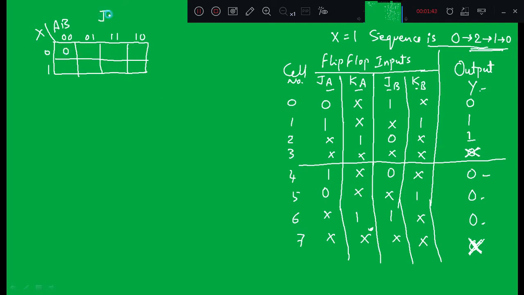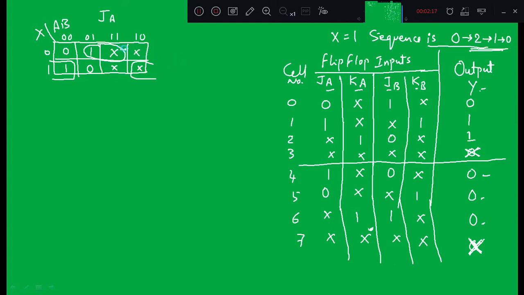This is the K-map for JA. For the 0th cell it is 0, 1 is 1, 2 is don't care, 3 is don't care, 4 is 1, 5 is 0, 6 is don't care, 7 is don't care, right? Now group these ones. This one can be grouped with the adjacent don't care, and this one can be grouped with this don't care, even though it is not physically adjacent, but it is logically adjacent.